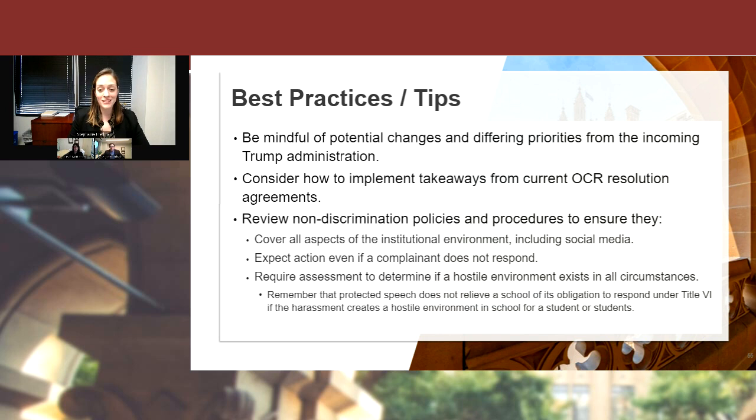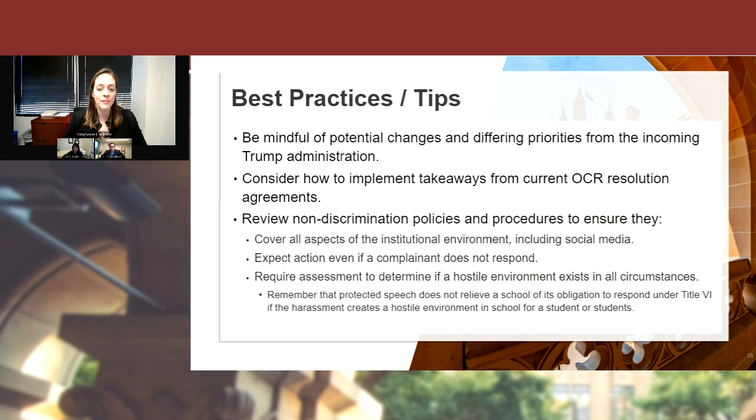So first, be mindful of potential changes in differing priorities from the incoming administration. As Leah just mentioned, there may be changes that we see. There likely are going to be some changes between the Biden administration and the Trump administration in terms of what the priorities are in terms of enforcement, investigation, all of that. So make sure that you are mindful of those things and that you're aware of those changing priorities and what may be on the front of OCR's mind in terms of enforcement.